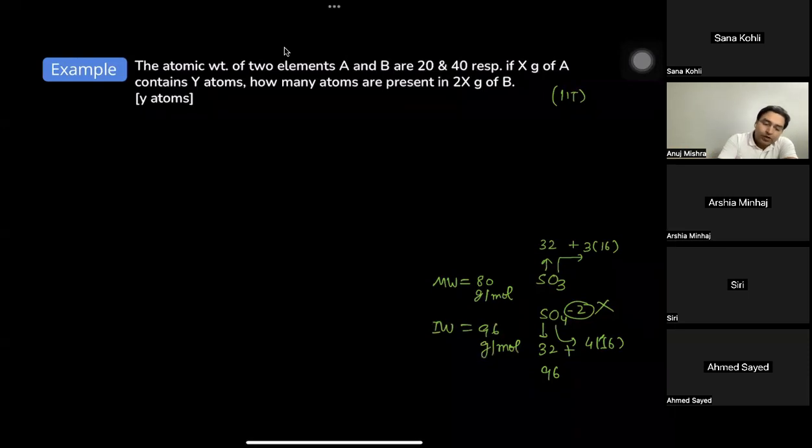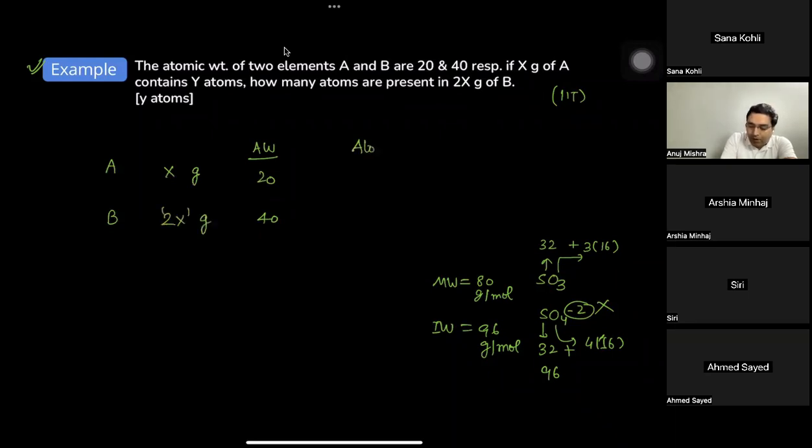Now let's try this question, everyone. The atomic weights of two elements A and B are 20 and 40. If x gram of A contains Y atoms, you are taking x gram of A, and they're asking in 2x gram of B, the number of atoms is how many? They're asking how many atoms are here.